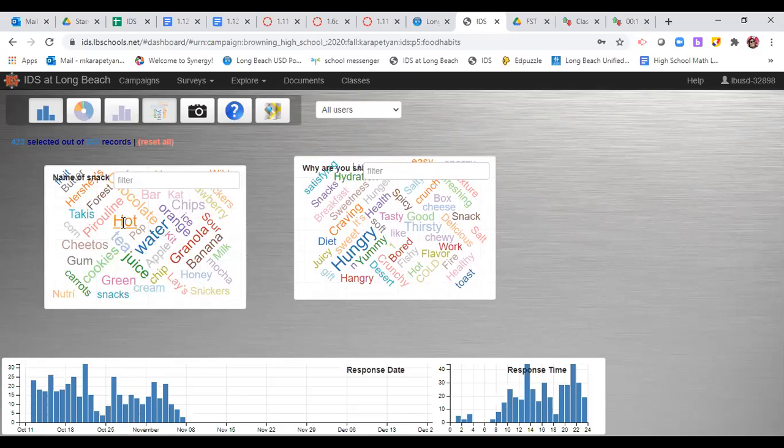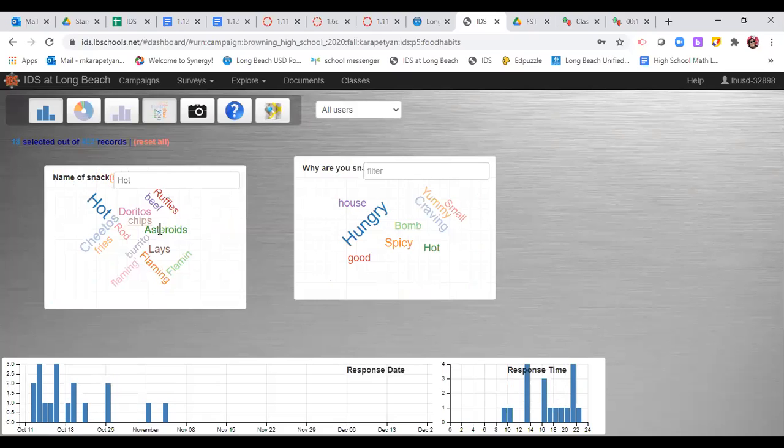Okay, the second, hot, no, actually hot is actually larger than that. So if I click on hot, look at what happens here, okay? So this is the name of the snack. This is why are you eating the snack, or why are you snacking, right? So hot looks to be the largest word here. Hot, water, granola, banana. So I'm gonna click on hot and check what happens.